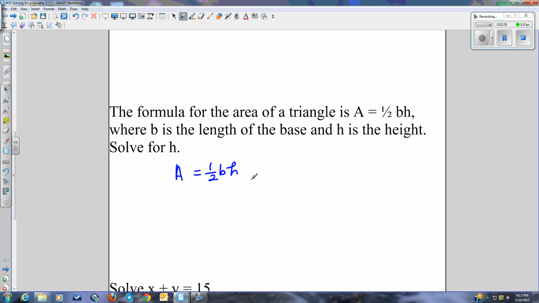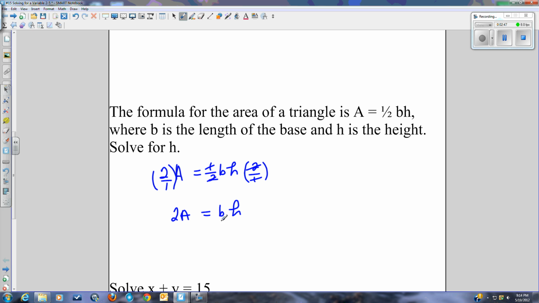We want to set a formula just for the height, for nothing else. So if we want to find the height, that's what we're solving for. We want to get rid of the 1/2 and the B. So let's start by getting rid of the 1/2. The way we would do that is we're going to have to multiply each side by 2 over 1. So the 2's cancel, the 1's cancel. And 2 over 1 times A is what you have on the left, which is just 2A. So 2A is equal to B times H.